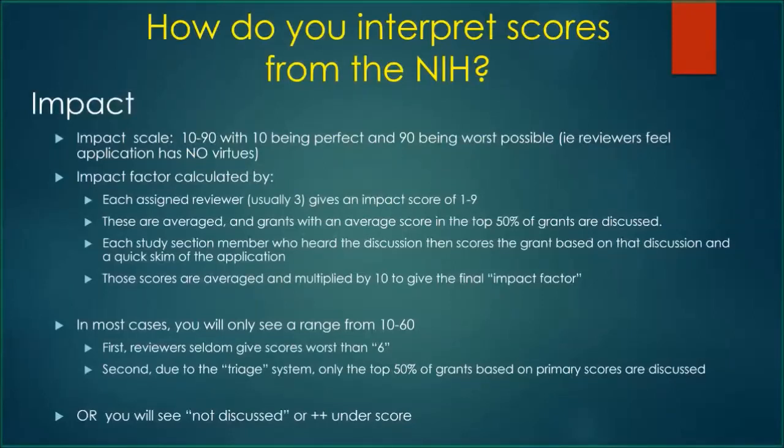The reason that you don't usually see scores worse than 60 is, one, because of the triage system. If the average score is worse than a 60, the likelihood is it was not in the top half of grants. Occasionally, you'll see somebody get an impact score of 60 or 65. That's usually a grant that was right on the bubble of being triaged, or in the initial scores, there was a big difference of opinion. So it got discussed, but in the end, everybody came down on the worst side of the score.